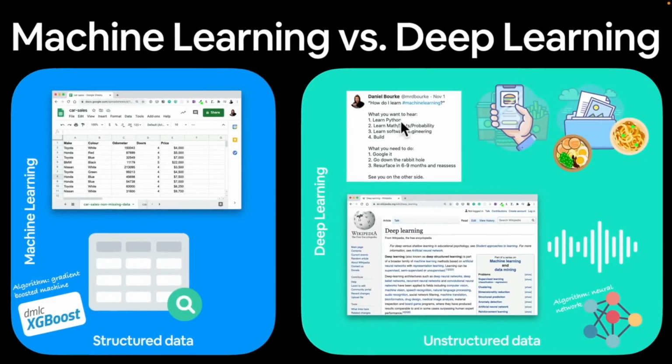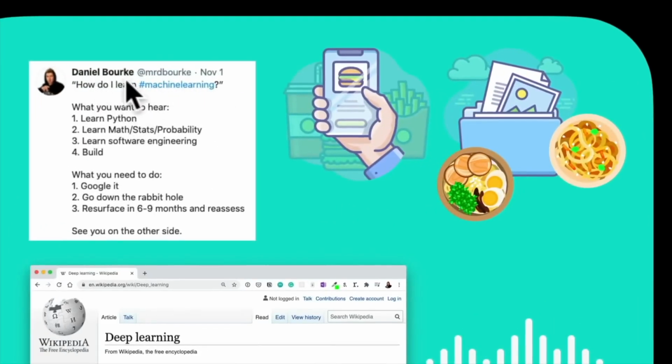So say you had natural language, such as this tweet by this person whose name is quite similar to mine and has the same Twitter account as me. Oh, maybe I wrote that. How do I learn machine learning? What you need to hear: learn Python, learn math, stats, probability, software engineering, build. What you need to do, Google it, go down the rabbit hole, resurface in 6 to 9 months and reassess.